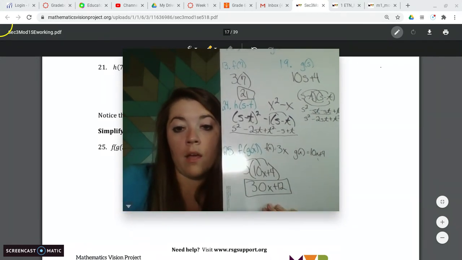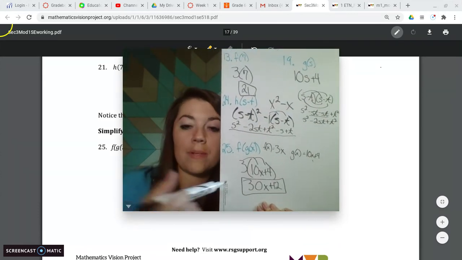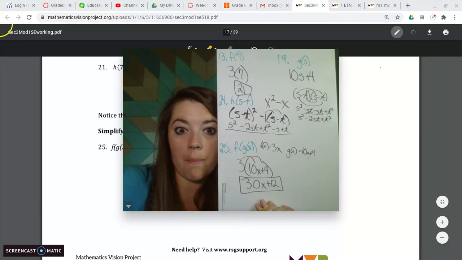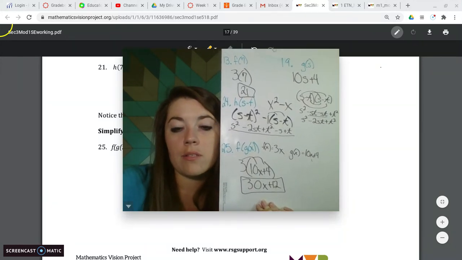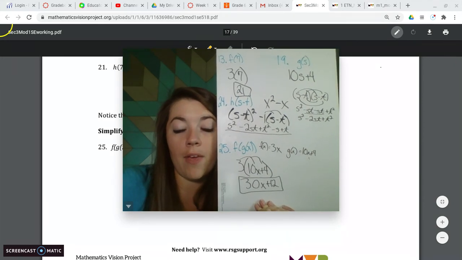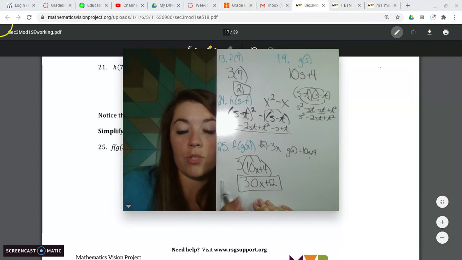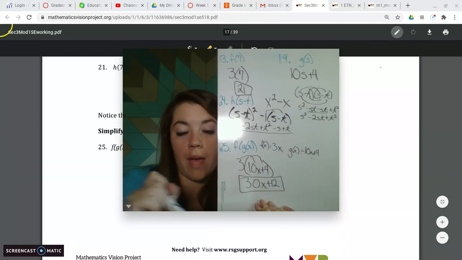Okay? So hopefully that kind of makes sense. These ones are definitely the trickiest, just understanding what that means, because there's a lot of variables all together when we say f of g of x. So just keep in mind, if the letter's on the outside, that means it's the one that you start with. The one on the inside is the one that's going into that function.